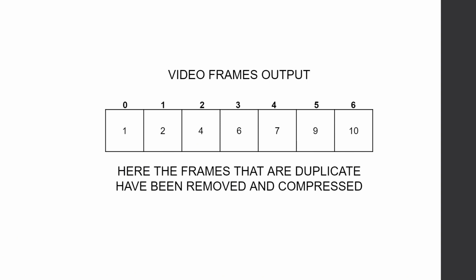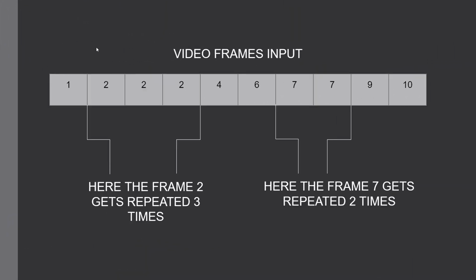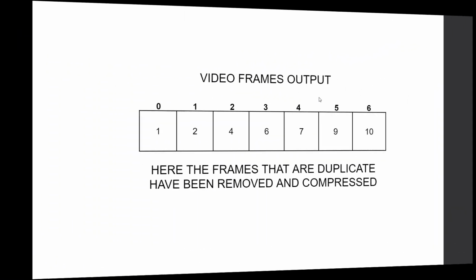Now, what's happening is that any consecutive equal frames are being compressed to a single frame. So here, these 2 frames are being compressed to a single 2 frame, and these 7 frames are being compressed to a single 7 frame, like here.